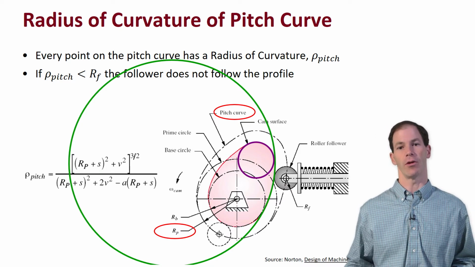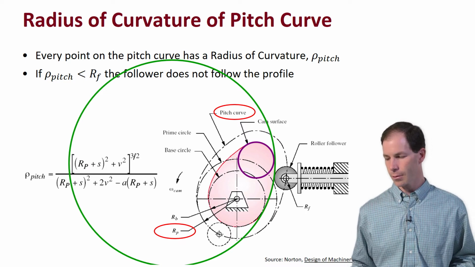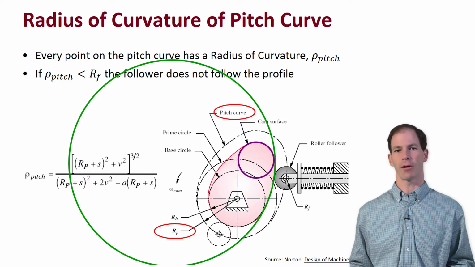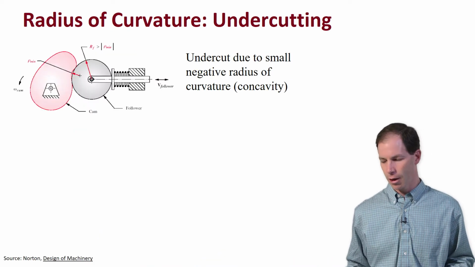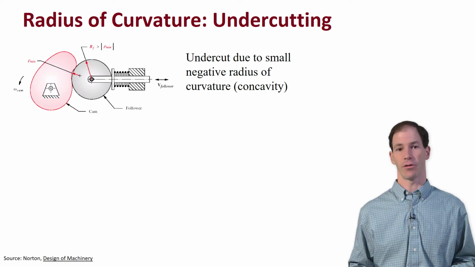So we're looking at derivatives that are defining the curvature of our cam. All right, so what are some issues that we can run into with our radius of curvature? So the first is looking at undercutting with a negative radius of curvature.